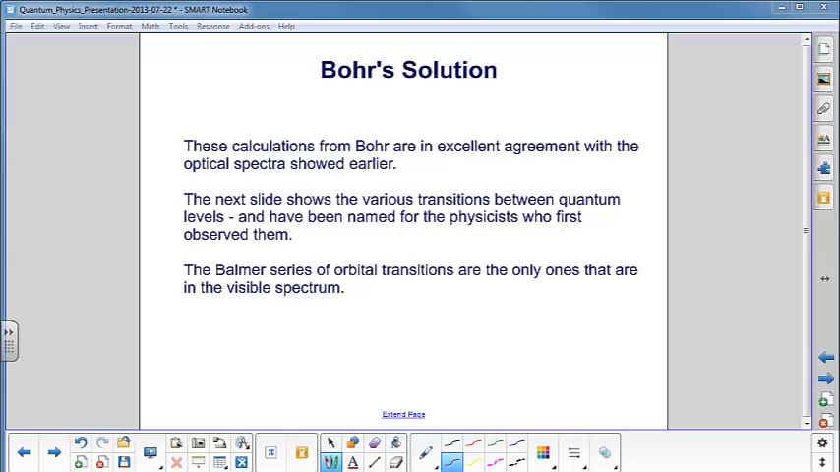The true test of any theory is, does it match reality? Does it match experiments? And absolutely in this case. These calculations from Bohr are in excellent agreement with the optical spectra shown earlier, also in excellent agreement with the Rydberg constant equations that people just experimentally determined. The next slide is going to show the various transitions between these quantum levels, n equals 1, 2, 3, etc. for hydrogen, and they've been named for the physicists who first observed them. As said earlier, the Balmer series of orbital transitions are the only ones that are in the visible spectrum.